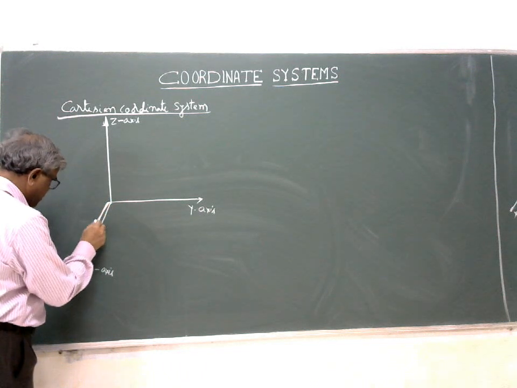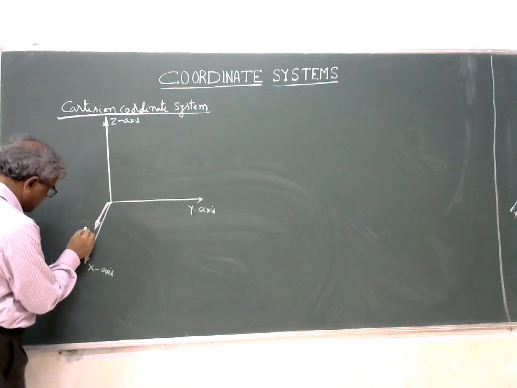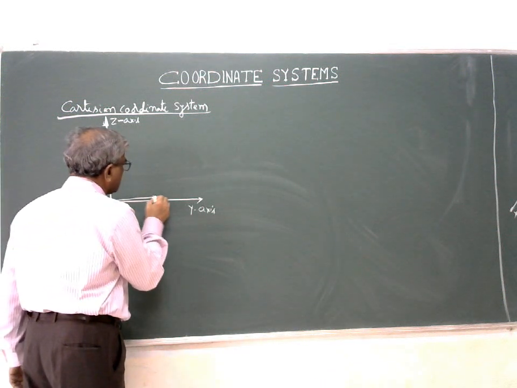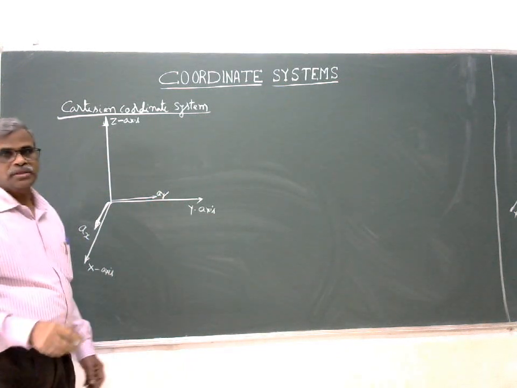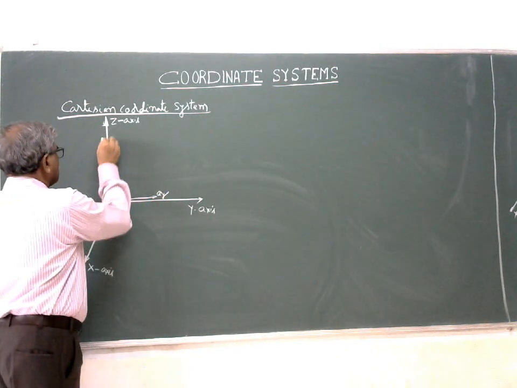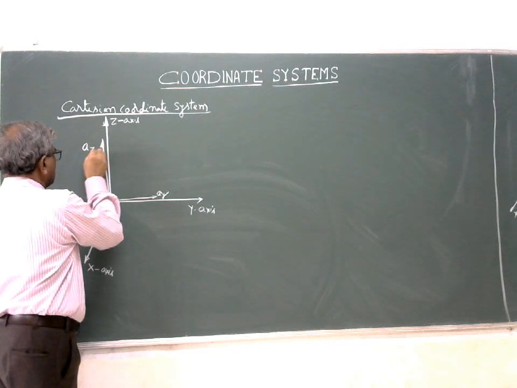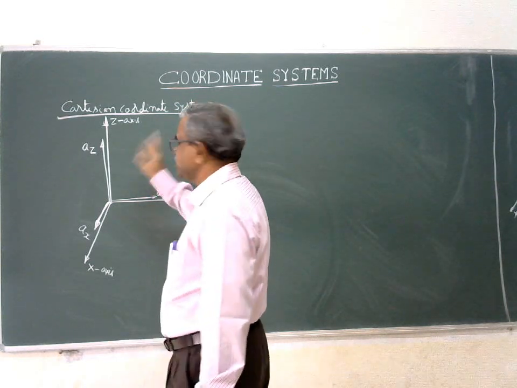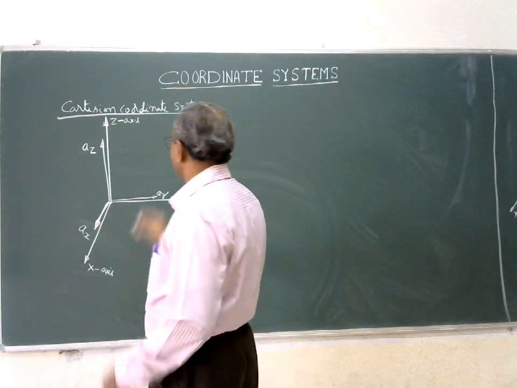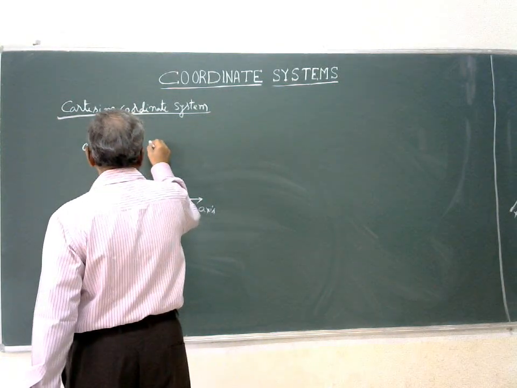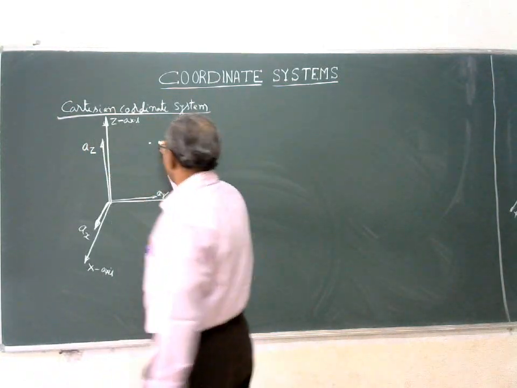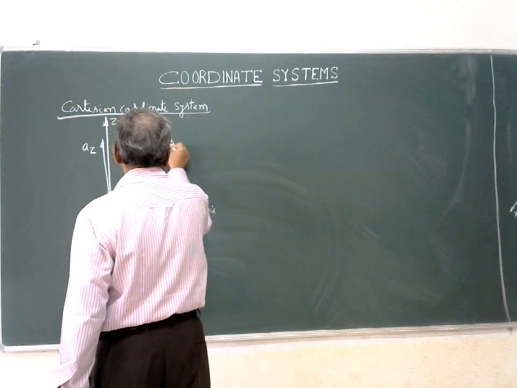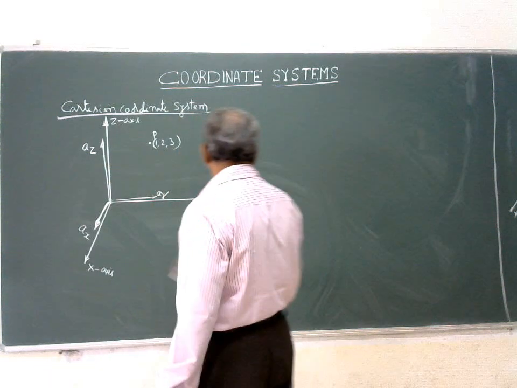This is the unit vector along the x axis, ax, this is the unit vector along the y axis, ay, and this is the unit vector along the z axis, az. We can represent a point in the coordinate system by three coordinates. Say, for example, I want to represent P. P is equal to (1, 2, 3). It is represented like this.